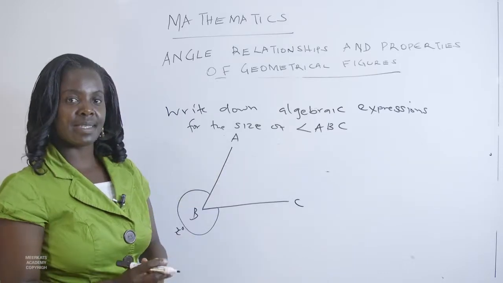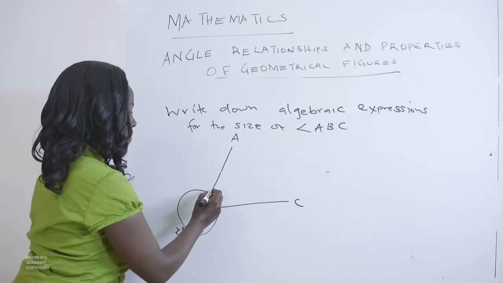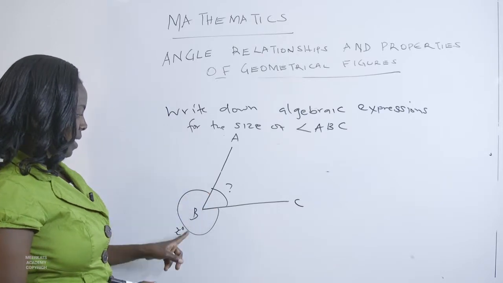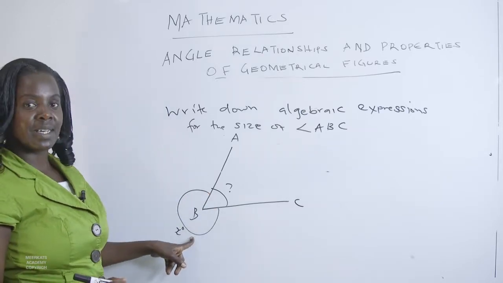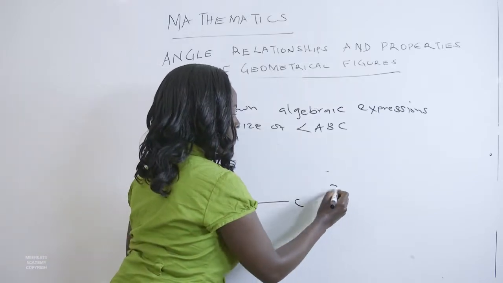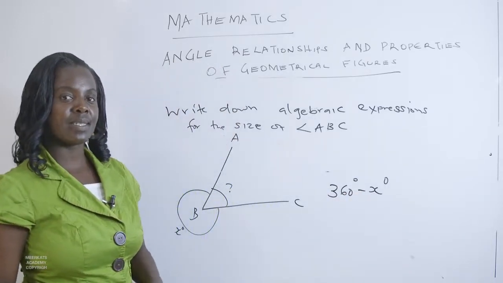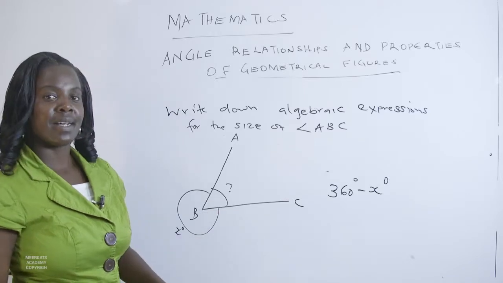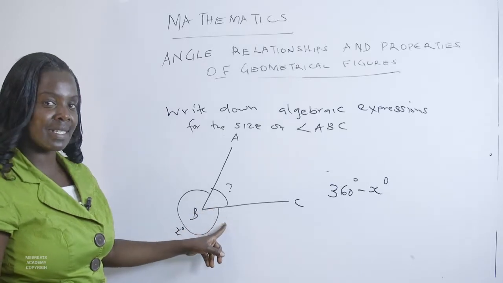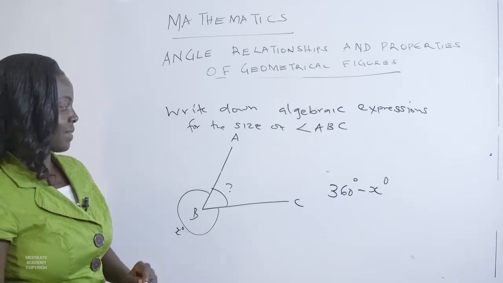So what is the size of angle ABC in this case? They are talking again of this angle. We are told that this other outside angle is measuring x degrees. So what is the algebraic expression of this angle? That will be 360 degrees minus x degrees. Remember, this is a revolution, and we have said that the revolution should be 360 degrees. Because all of it is 360, and we are told here is x, we subtract.